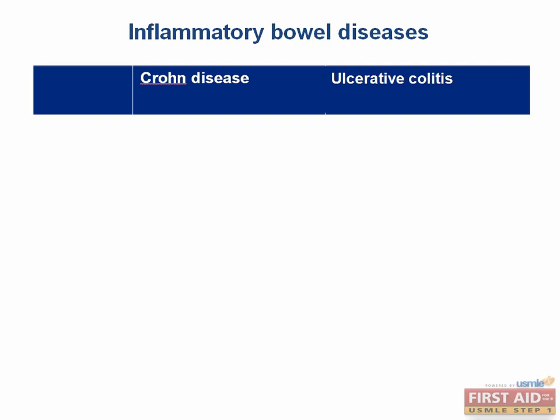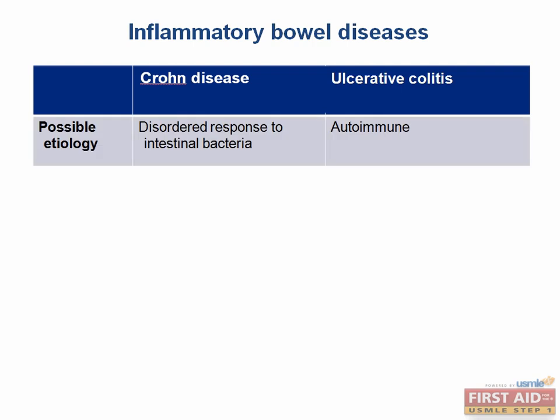Okay, we'll talk for a while about inflammatory bowel diseases. We're going to compare and contrast Crohn's disease with ulcerative colitis, also known as UC, so that you can identify which one of the diseases your questions are asking about. Both Crohn's and UC are potential causes of a lower GI bleed.